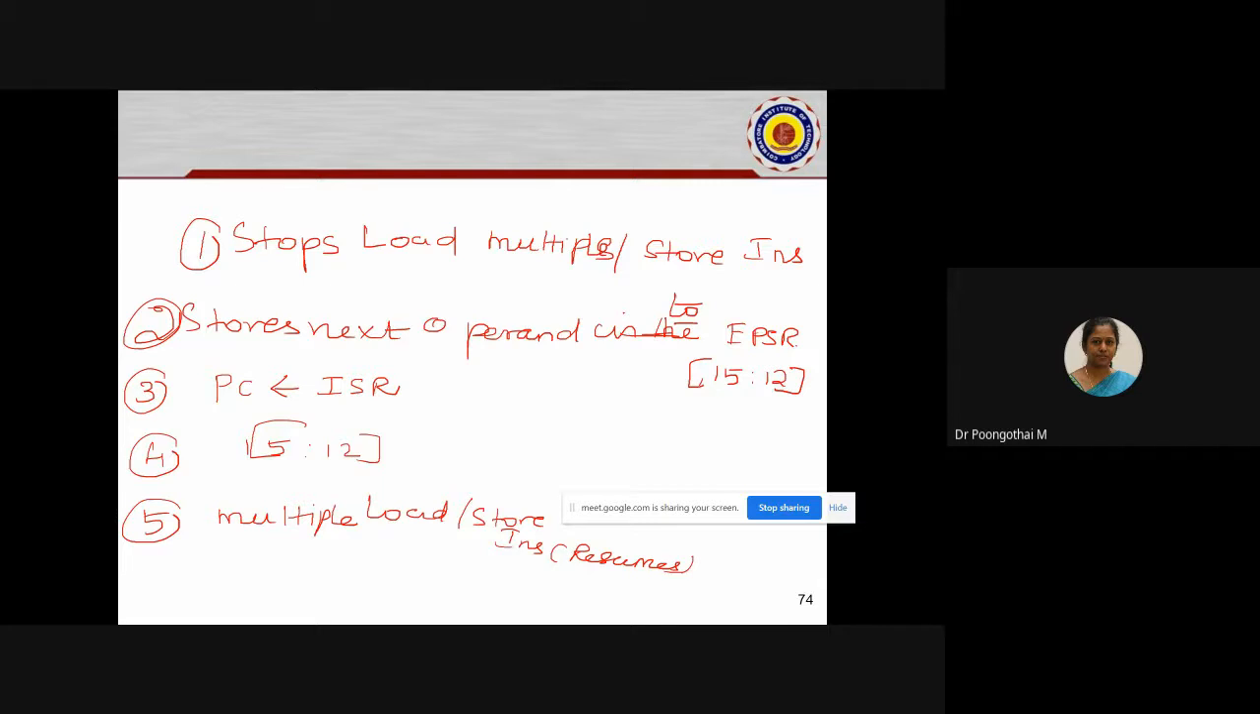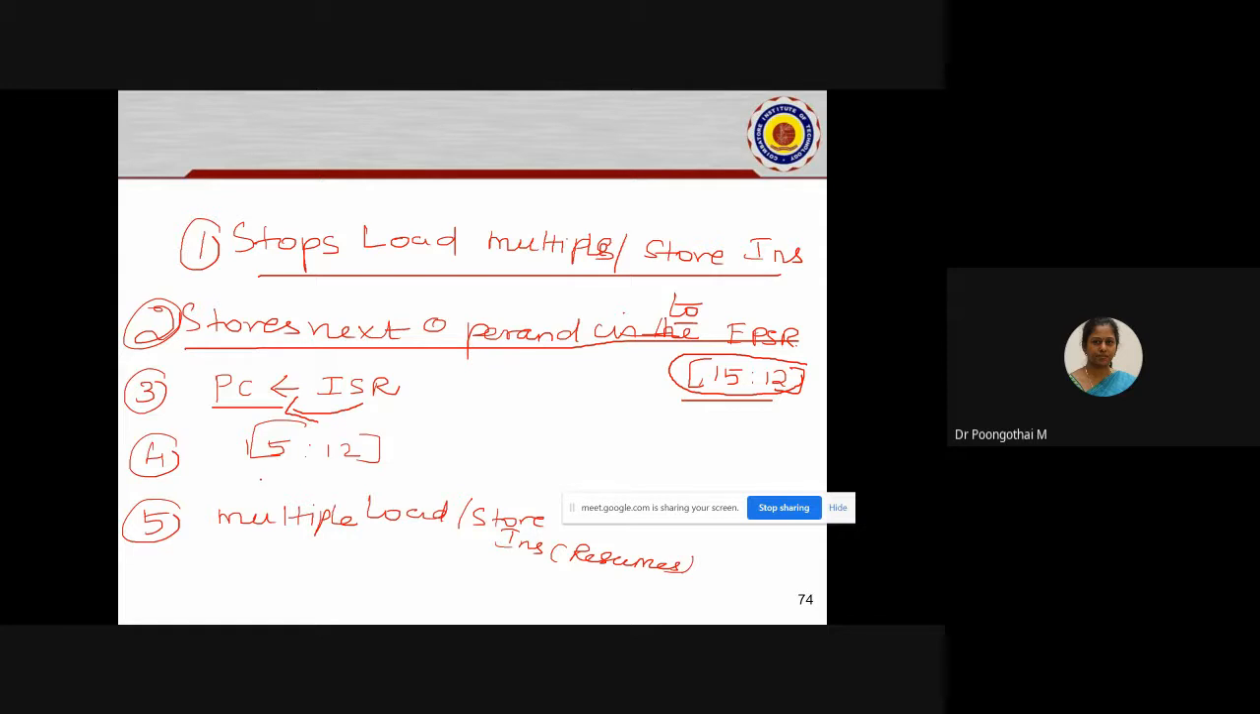So when an interrupt occurs during the execution of an LDM, STM, push or pop instruction, the processor stops the instruction execution and stores the return address into the EPSR register. Bits 12 to 15 hold the return address, and your program counter is loaded with the starting address of the ISR. After servicing the interrupt, the processor returns to the registers pointed to by bits 12 to 15 and resumes its execution, by executing the multiple load and store instruction.